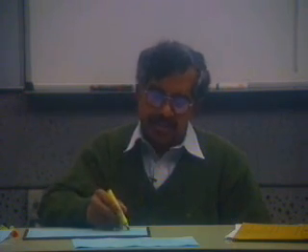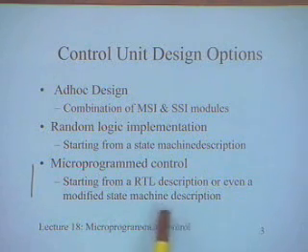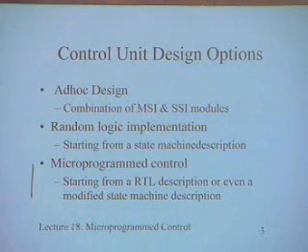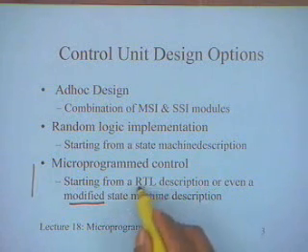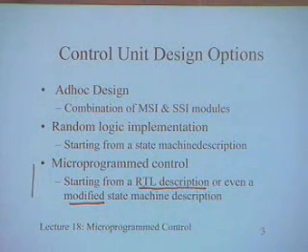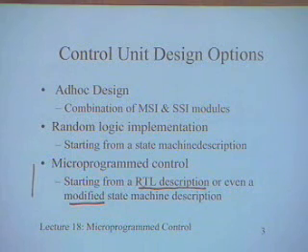So this type of an approach is called random logic implementation. Today what we are going to consider is the third approach, which is called the microprogrammed control. Microprogrammed control can start either from a state machine description, but here we will talk of a modified state machine description. We will say what these modifications are, or we could also start from an RTL description. It's an algorithmic description, but it is RTL in the sense that your data path is already reflected in your description. That is, you already have your storage allocated, you already have your functional units, ALUs. So you have already done this mapping.